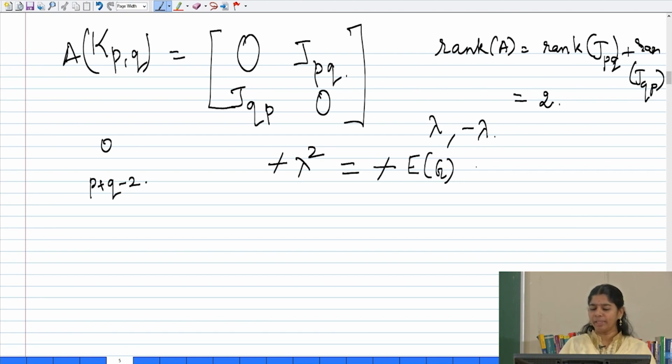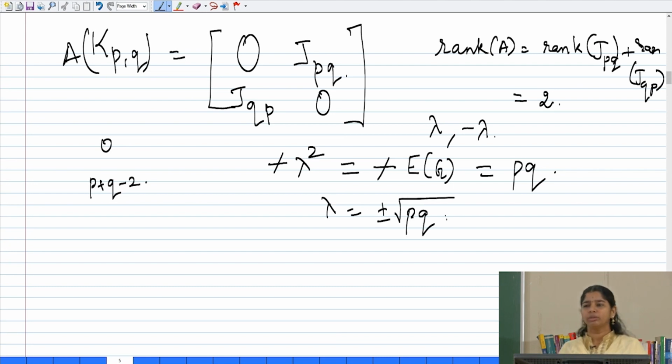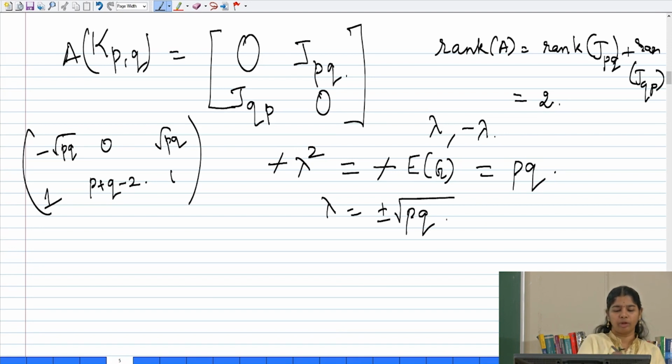So, putting this in, how many edges are there? We are talking about the complete bipartite graph with p vertices on one side and q vertices on the other side, so pq edges. So lambda square is equal to pq, which implies lambda is plus or minus root pq. These are the 2 eigenvalues, plus root pq and minus root pq, and they both occur with multiplicity 1. So this is the spectrum for the complete bipartite graph. There is also another alternate way of doing this, which we will see quickly.